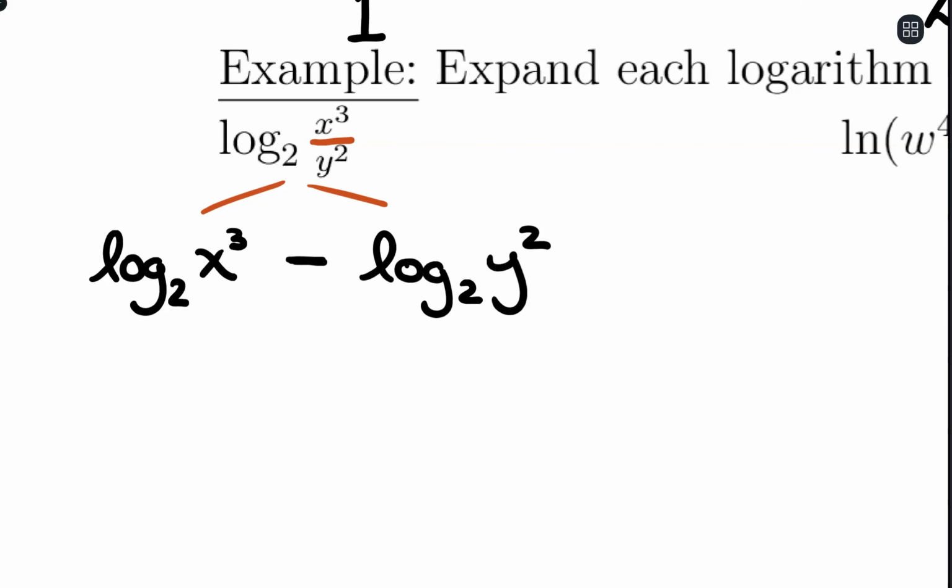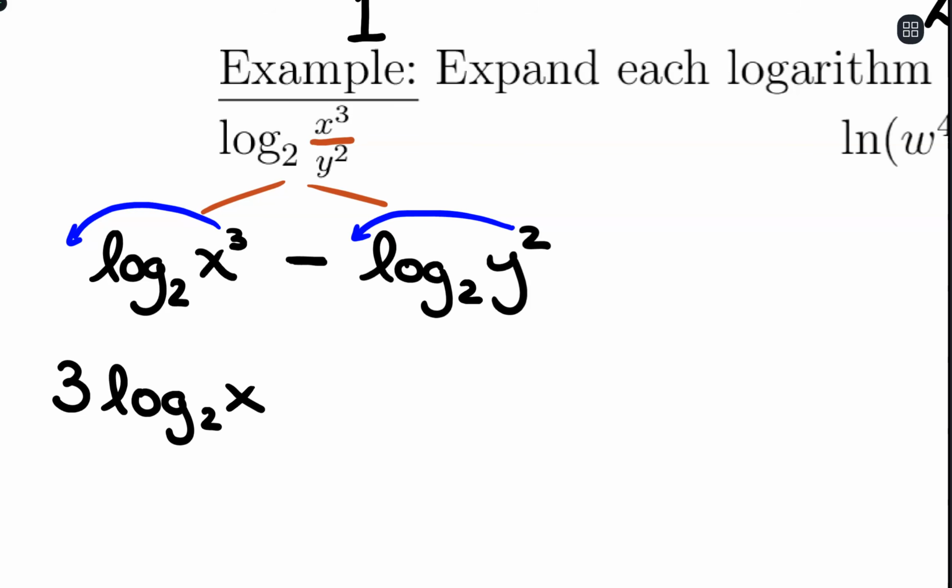And then what I'm going to do is go one step further, because we have this x cubed and y squared. What I can do is bring those exponents out front. That'll expand this even more. So it would be log base 2 of x cubed is the same as 3 times log base 2 of x. And then minus log base 2 of y squared is the same as 2 times logarithm base 2 of y. And now that's all we can do with it. It's fully expanded in kind of its longest form.